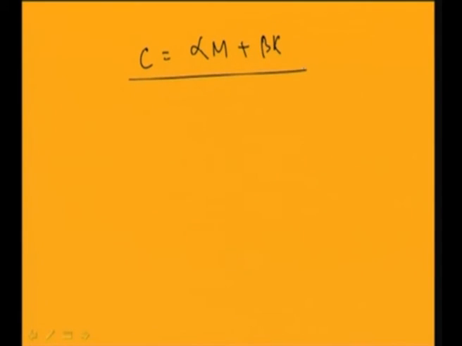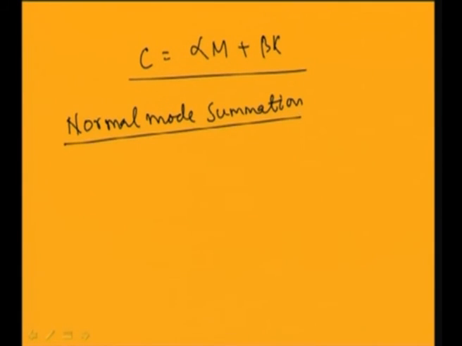So let us see one example for this normal mode summation method. Already in the last class it was told that you can use this normal mode summation method when you do not require to find the response for all the modes of the system. So an example was given at that time.